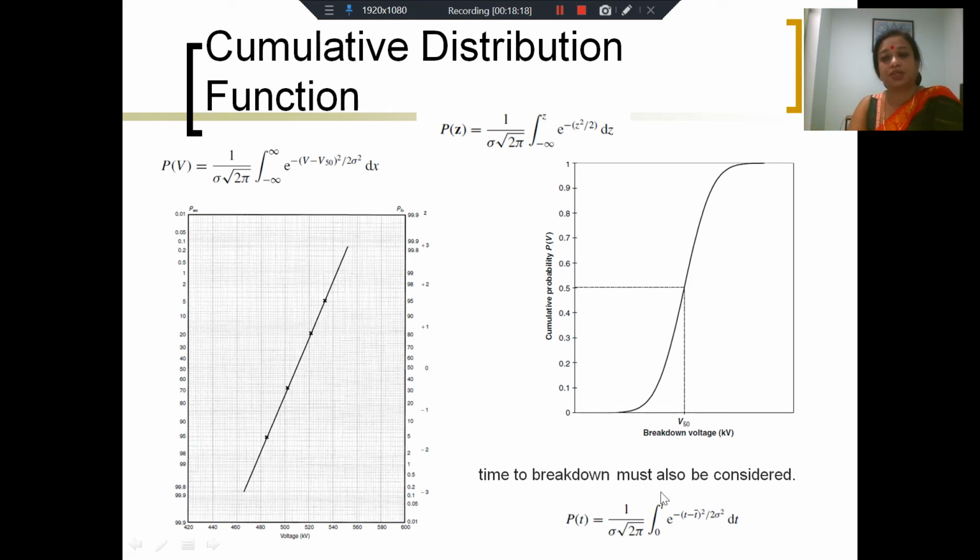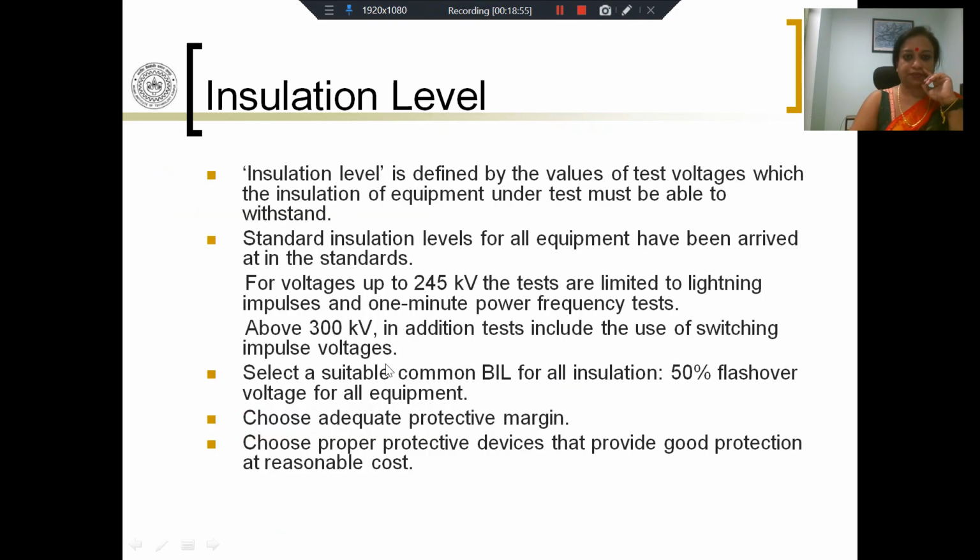So what is the cumulative probability of failure when you stress a material for t seconds? It is given by e to the power minus (t minus t bar) whole square by 2 sigma square. T bar is the mean value of the time, and sigma is the standard deviation of the time. So time can be treated in exactly the same manner as we have treated voltage, and we need to use these two factors together to completely define the insulation characteristics. So this is about distribution functions.